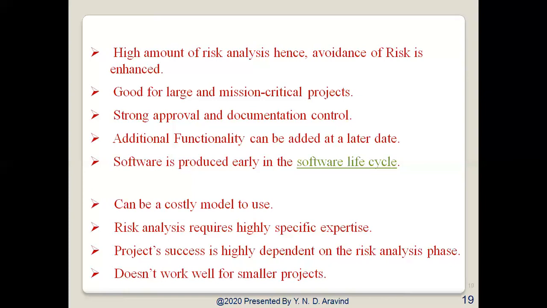the spiral model. Then where we cannot use the spiral model is when risk avoidance is a low priority, when a high degree of accuracy is not essential, where functionality has higher priority over implementation, and where minimizing resource consumption is an absolute priority. In such cases, we cannot go for this particular spiral model.